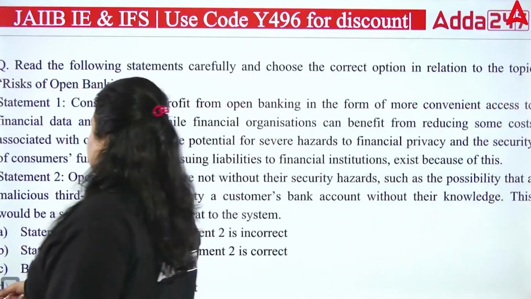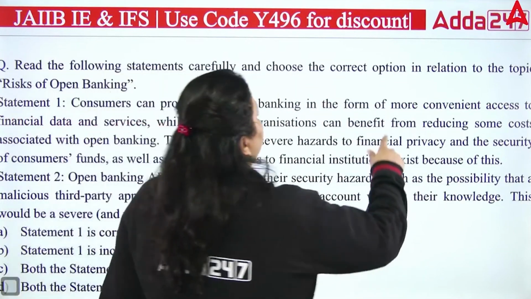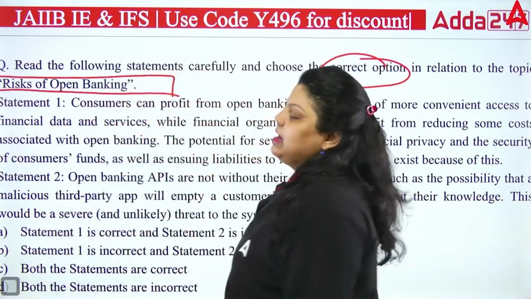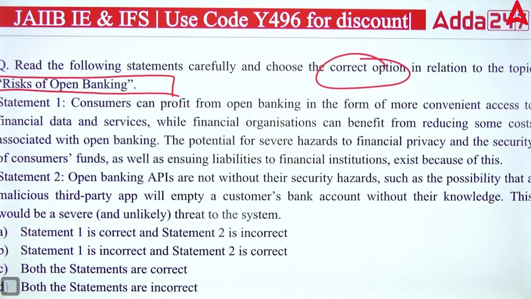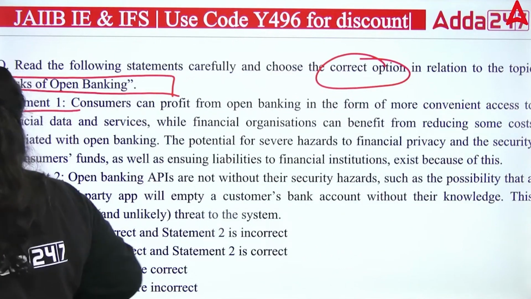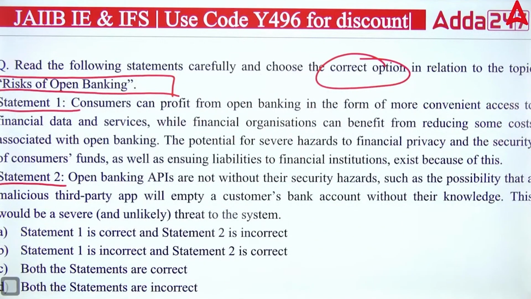Read the following statement carefully and choose the correct one. You have to find out the correct option in relation to the risk of open banking. Out of the two statements given here, statement 1 and statement 2, you have to answer which statement is correct regarding the risk of open banking.